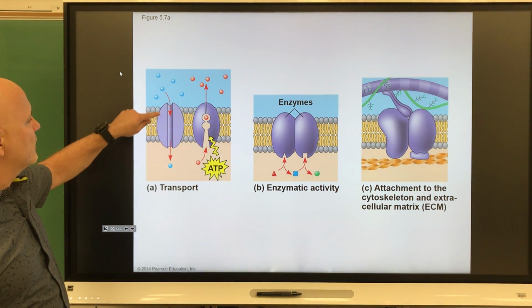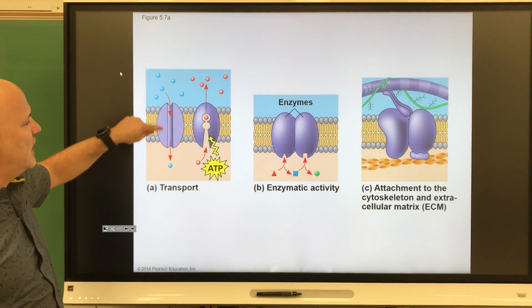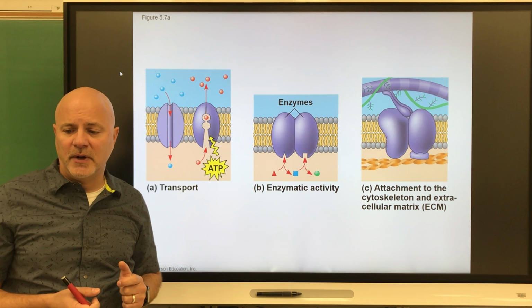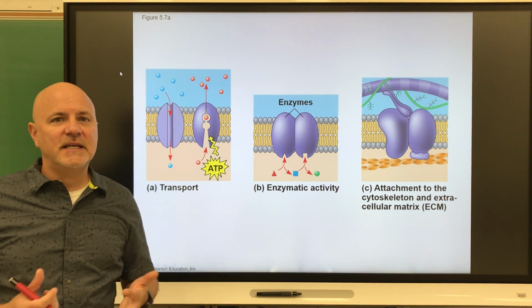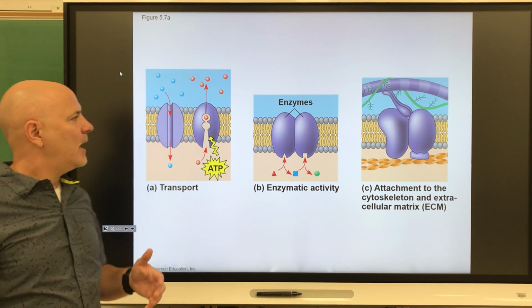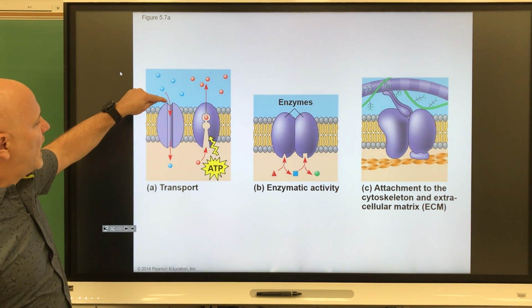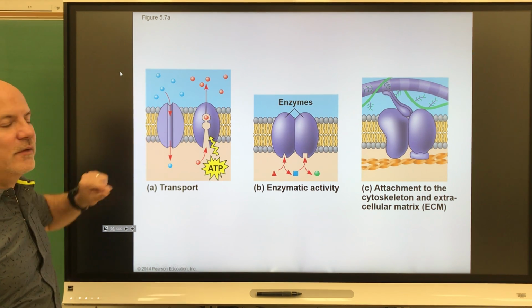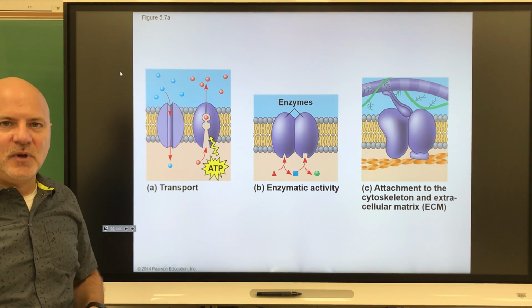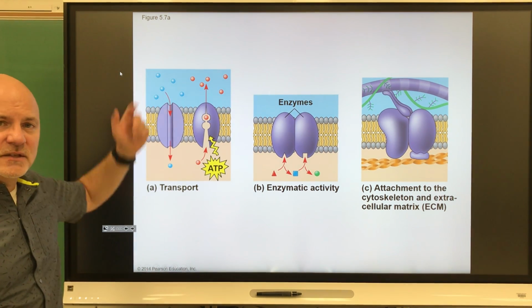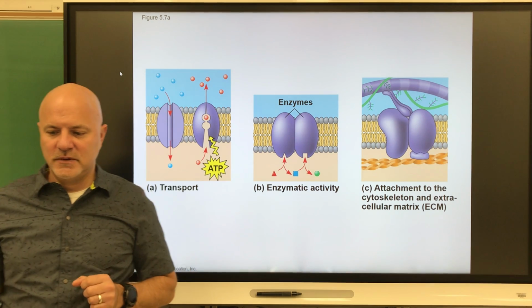So the first one here is a channel protein. You can think of a channel protein just like you stuck a straw through the plasma membrane. These are proteins that act as holes or pores in the plasma membrane. And so if you are a molecule, the only restriction on you going through this is that you are small enough. So these guys are just size selective. And this is how water gets into our cells all the time, through these channel proteins.